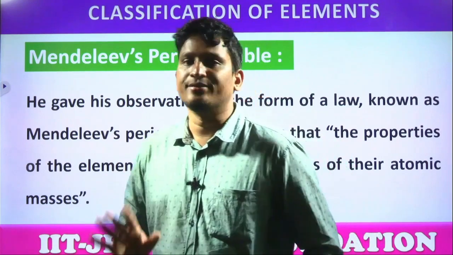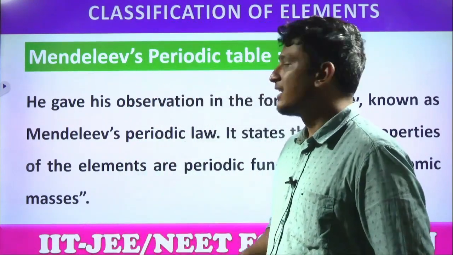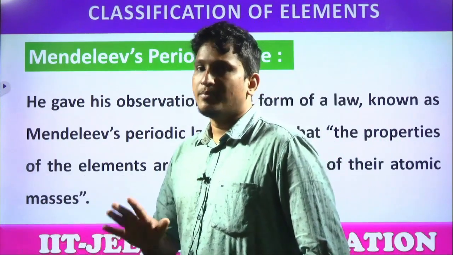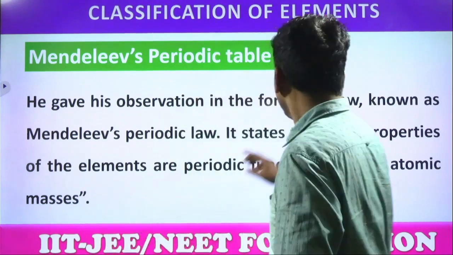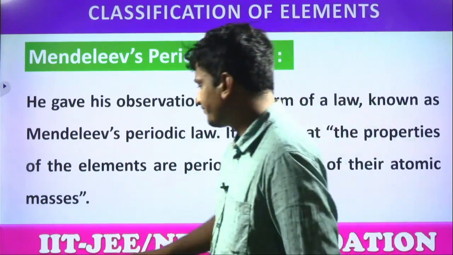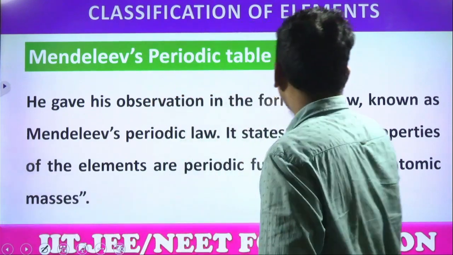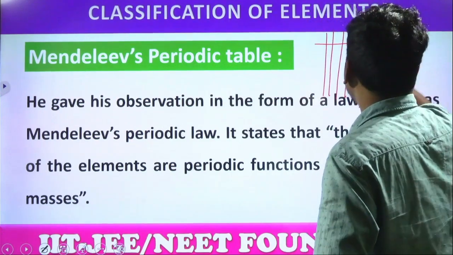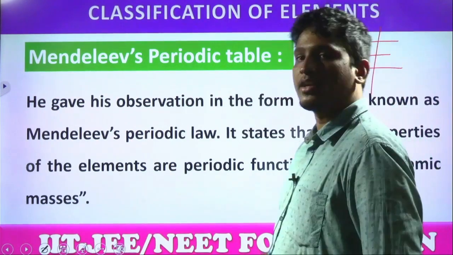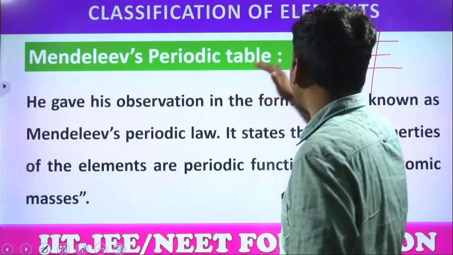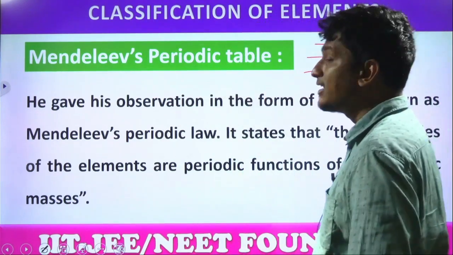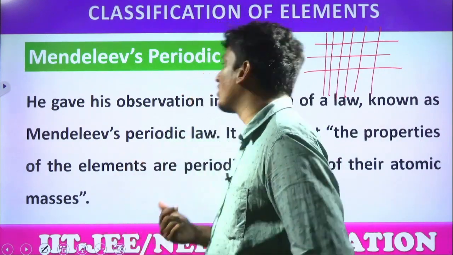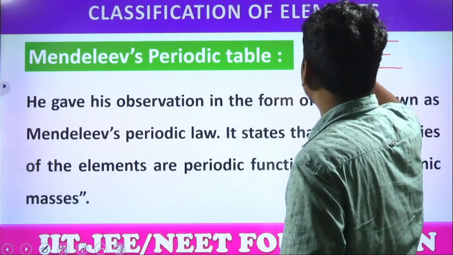So what is the meaning of that law? The meaning is, students, Mendeleev classified the elements based on the increasing order of atomic masses only. But every time, students, Mendeleev arranged all the elements in groups as well as in periods. The vertical columns, top to bottom, are called groups, and the horizontal rows are called periods. All these elements are arranged in such a way that the elements with similar physical and chemical properties are placed in the same group.